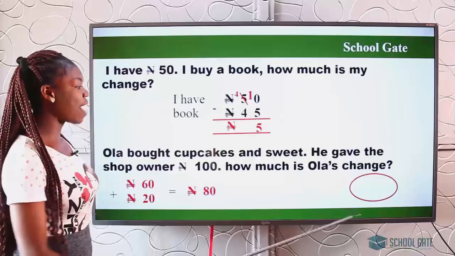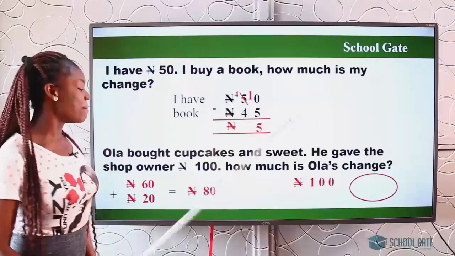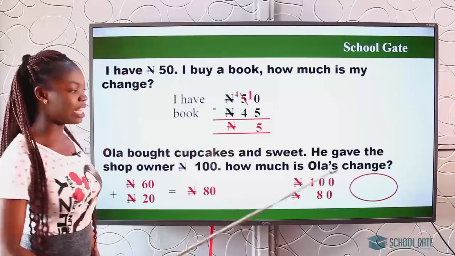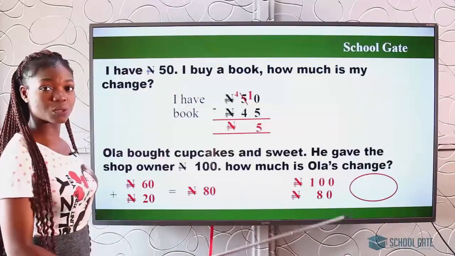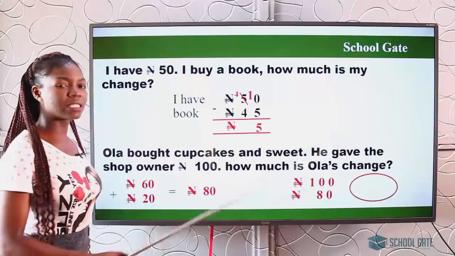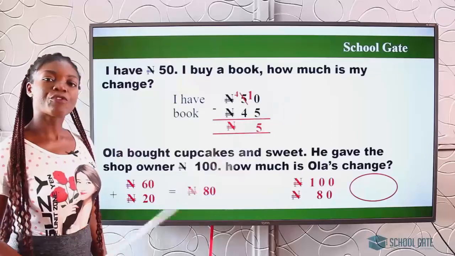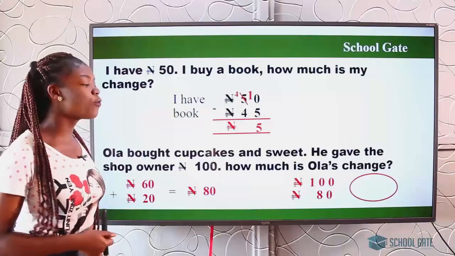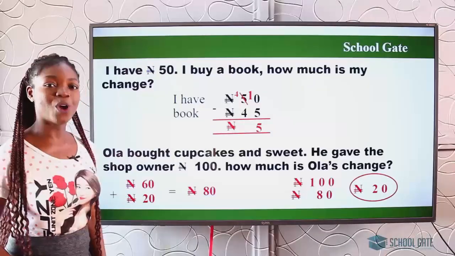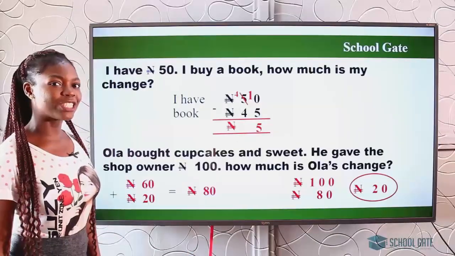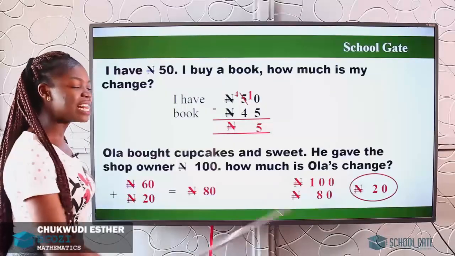Okay? So we have 100 naira minus 80 naira. So let's go. 0 minus 0 is what? 0. 10 minus 8. Count your 10. Remove 8. What do you have? 2. Very good. So your change is what? 20 naira. Are you getting it? Your change is what? 20 naira.